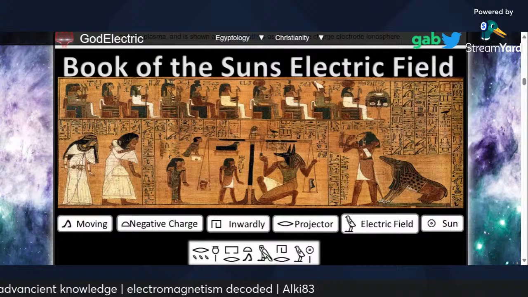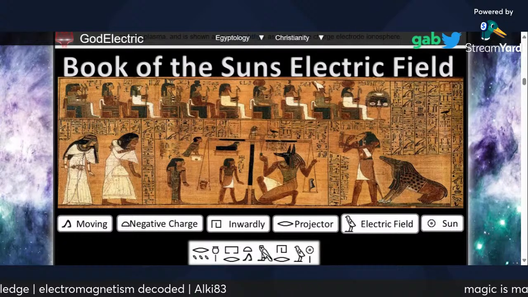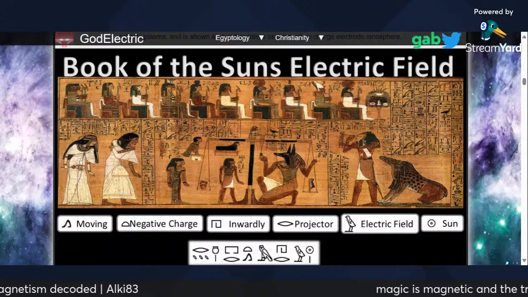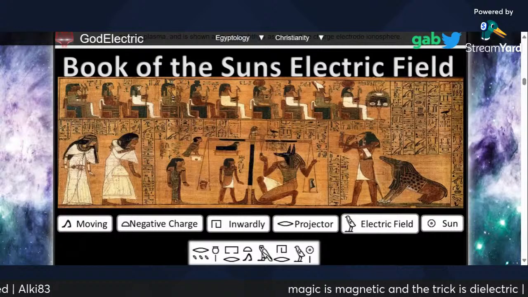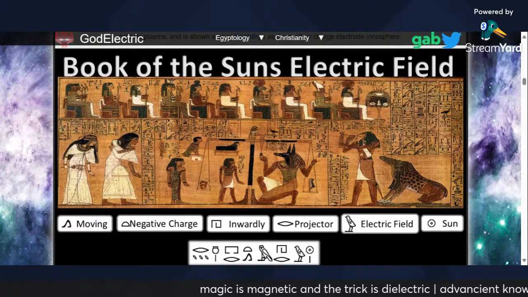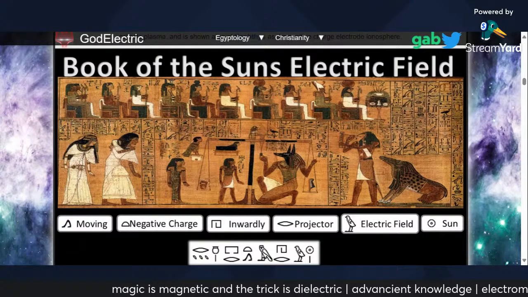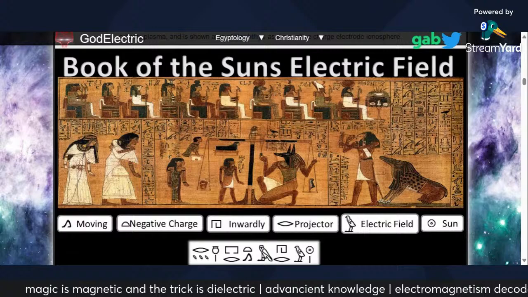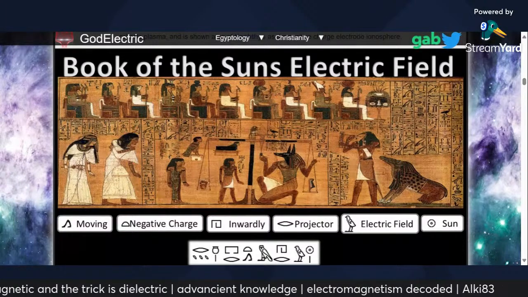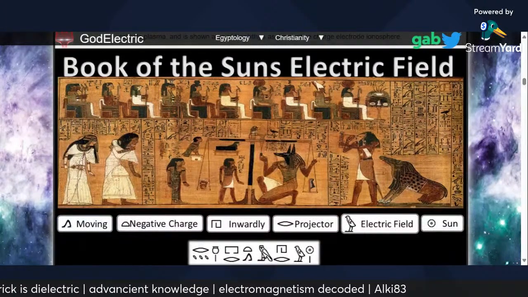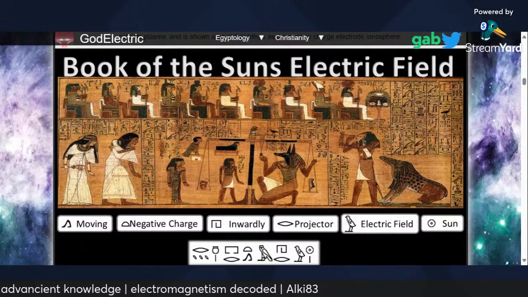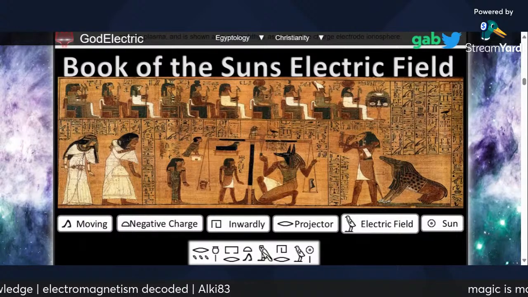The feather on the right side of the scale is the collector and defines the collection of negative charge towards the sun. The hieroglyphs call the feather the electric field that propagates the sun and is shown held in position by Anubis. Anubis is the mean resonant frequency of the sun's electric field and therefore represents the frequency that the negative charge is absorbed by the sun.